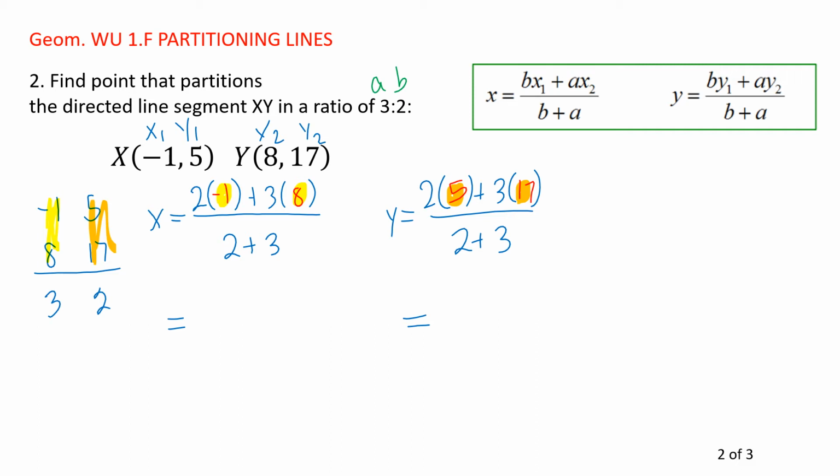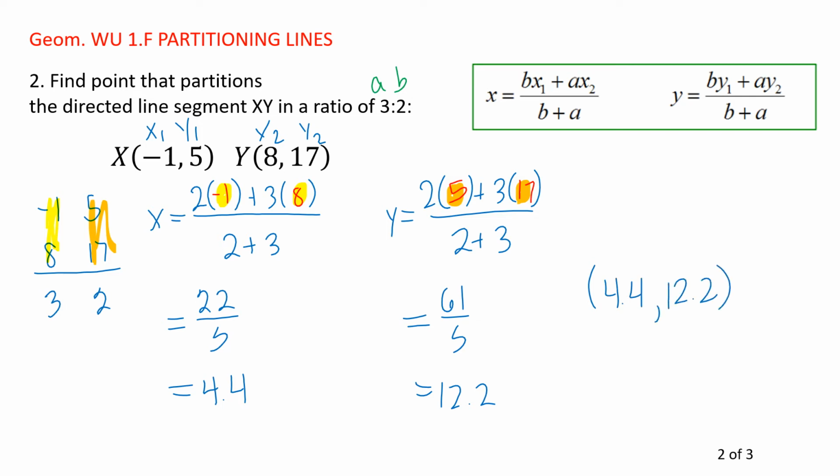I tend to do it more in steps. This is 22 over 5. It's a decimal. Most of these will be a decimal because it's very hard to create these with whole numbers. This is 10 plus 51, I believe, which gives 12.2. The point that partitions this segment into the ratio of 3 parts on one side, 2 on the other, is 4.4, 12.2.